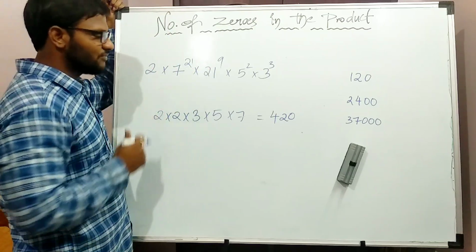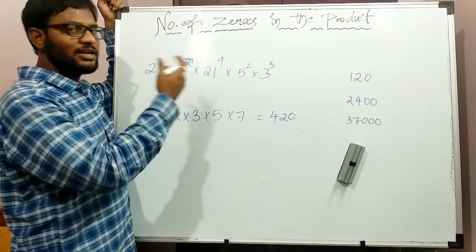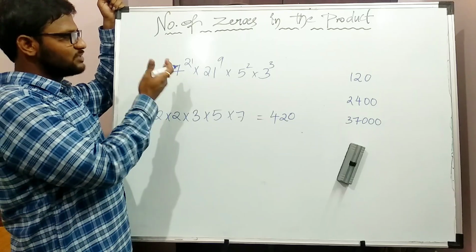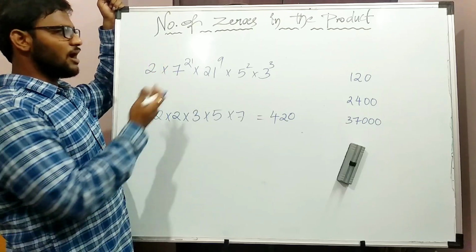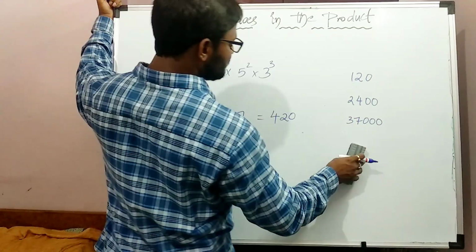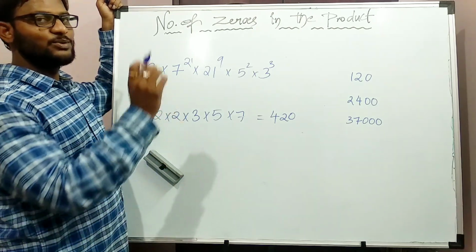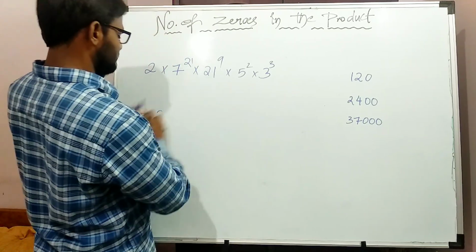Time is not sufficient to multiply all these numbers, and it is not the right way to multiply and find the number of zeros. See, this problem will be given only for 1 mark in SSC, and it is also useful in competitive exams. So to find the number of zeros in the product, we need not multiply the product. Just use the logic. What is the logic behind this concept?